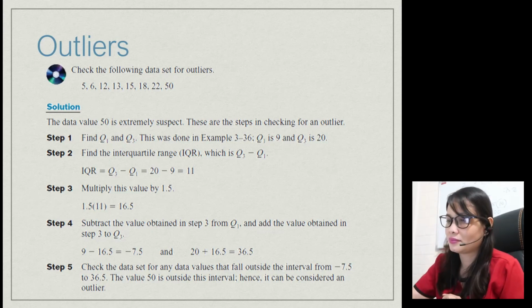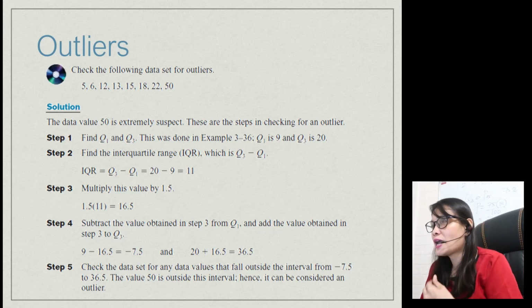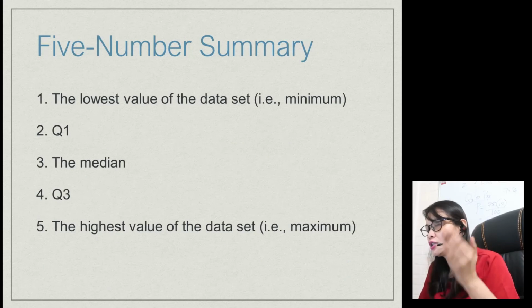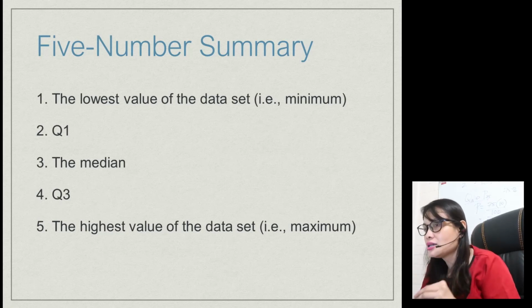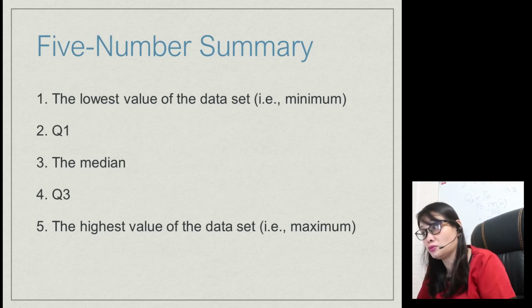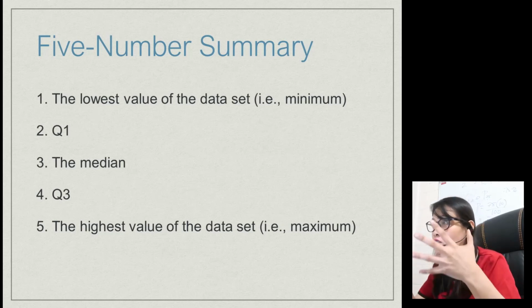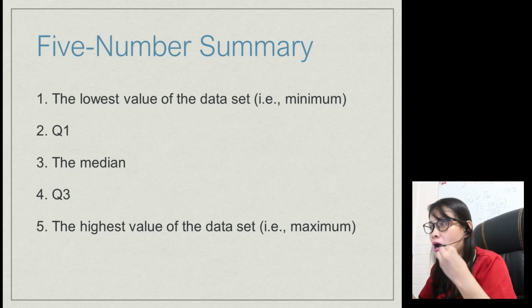Okay. Next. 5 number summary. So first is the lowest value, which is the minimum. Then we have quartile 1, the median. When we say median, it is the same as quartile 2, then quartile 3, and then the highest value, which is the maximum. Okay, so 5 numbers. We did this one in constructing a boxplot graph.